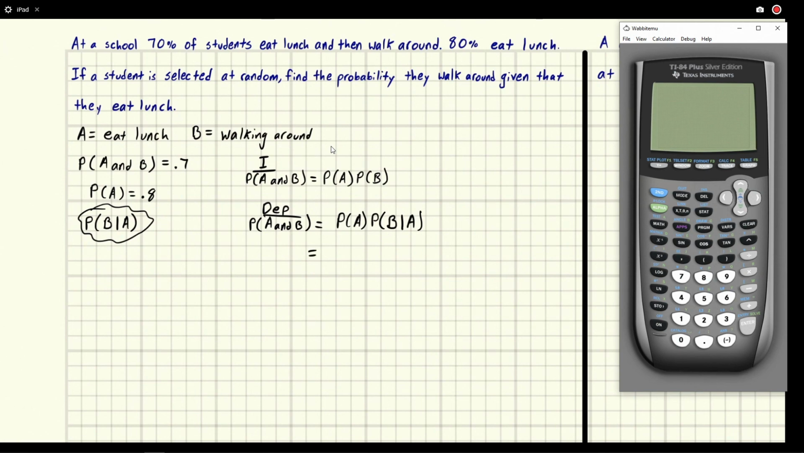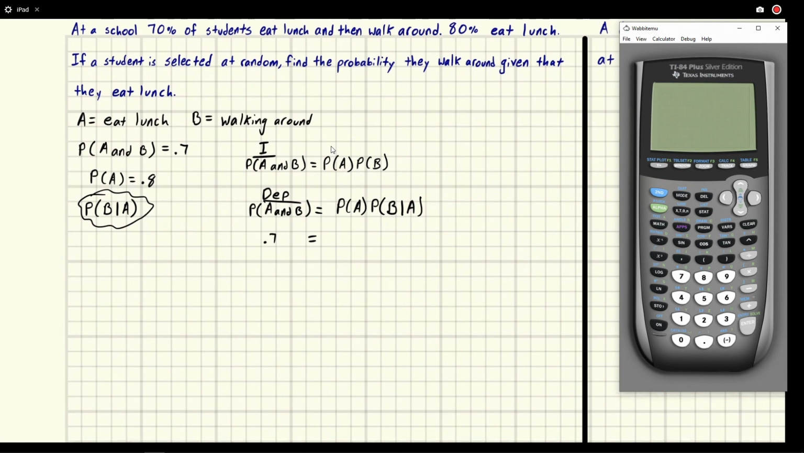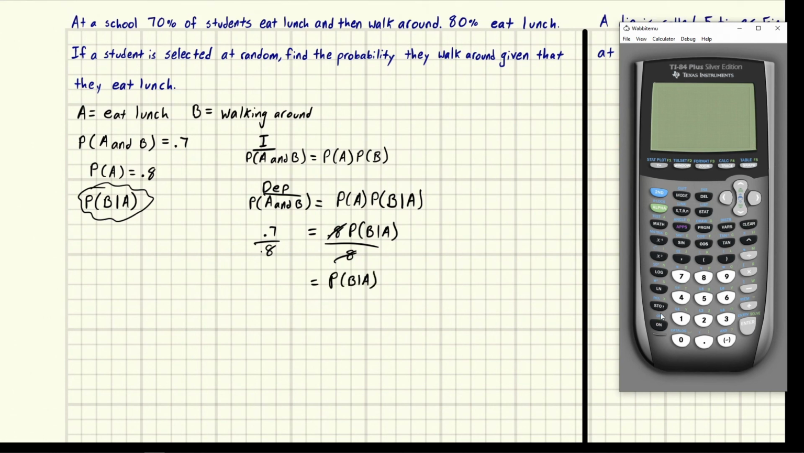So we could say, okay, well here, probability of A and B, well, we have that. That's 0.7. Probability of A, that's 0.8. And then we're looking for the probability of B given A. So all we have to do is solve this formula and we'll find it. So if we divide by 0.8 to both sides, these will simplify away to 1. And we get probability of B given A is equal to 0.7 divided by 0.8, which is equal to 0.875. And this is our answer.